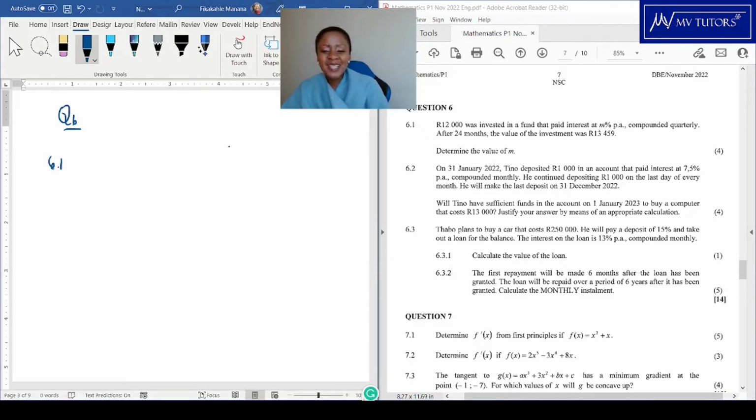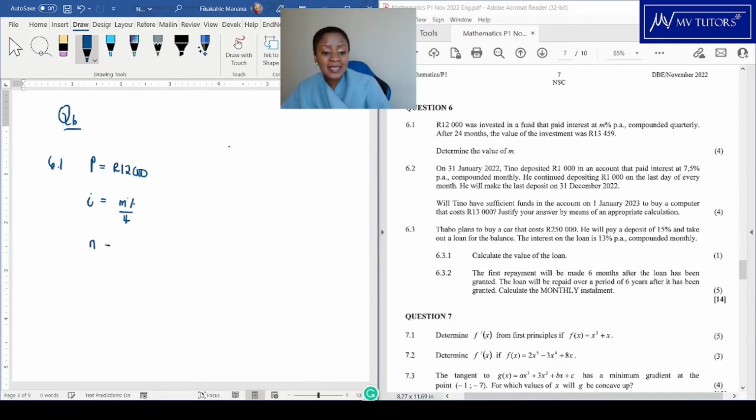Okay, so 12,000 Rand was invested in a fund that paid interest at m% per annum compounded quarterly. After 24 months, the value of the investment was 13,459. So what do we know? We know that P is equal to 12,000 Rand. Our interest rate is m% compounded quarterly.